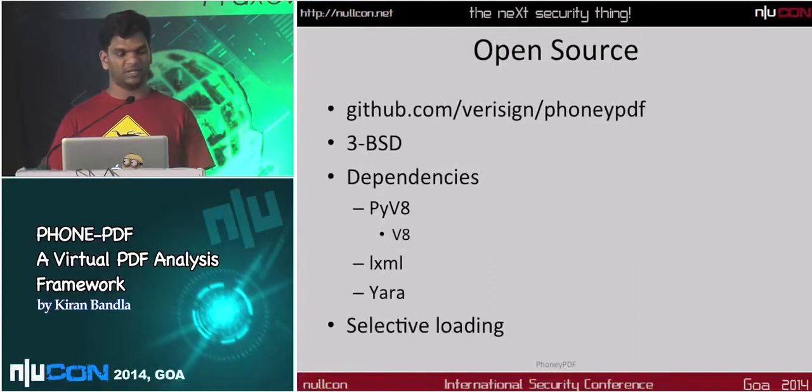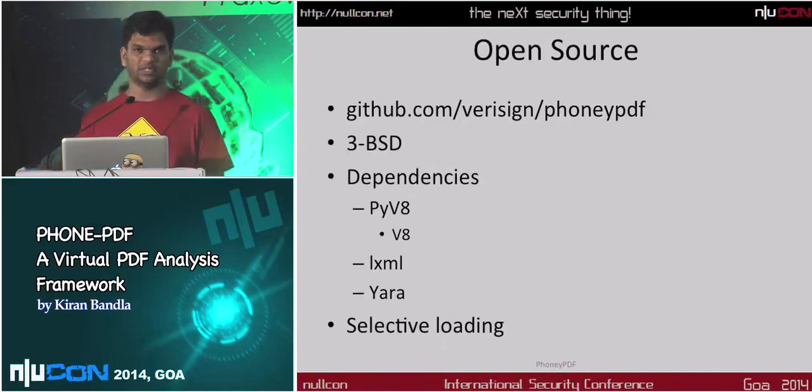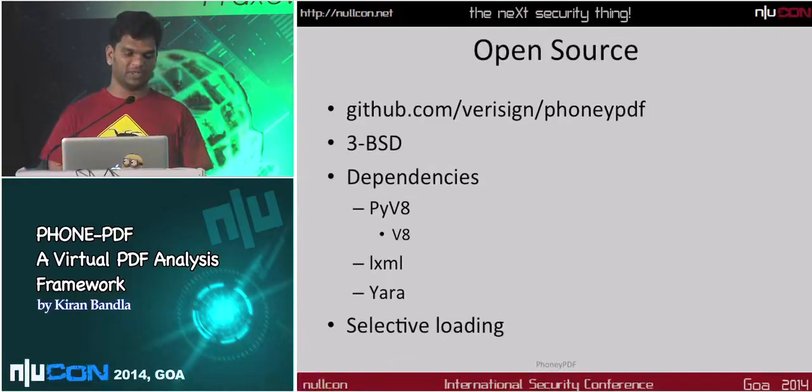It needs PyV8, LXML and Yara to build and use. LXML and Yara are pretty easy to install on Debian or most of the other Linux flavors, but PyV8, God help you with that, but you need that to analyze JavaScript. In case you don't have any of these, you can just check out the code and run it, and if it doesn't find these modules, it'll selectively disable features inside Phony PDF. If it doesn't find PyV8, it will not execute or analyze JavaScript. If it doesn't find LXML, it will not execute XFA and JavaScript. Same thing with Yara. It will not scan for all the signatures.